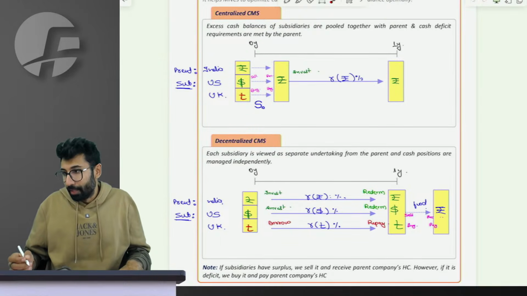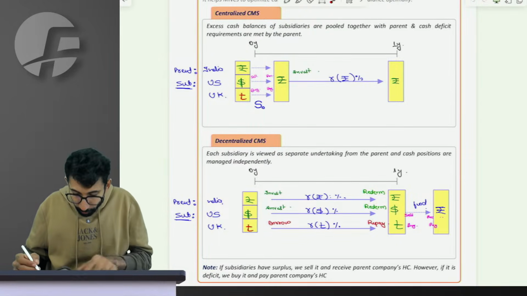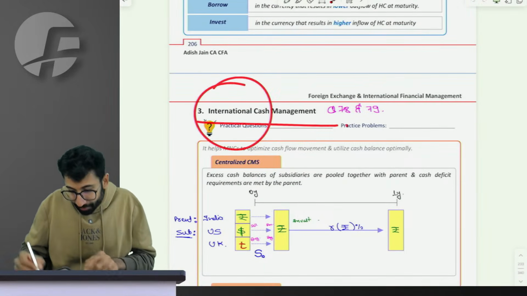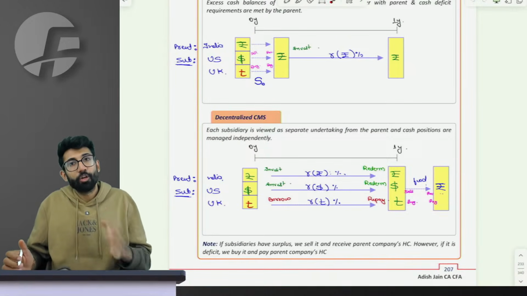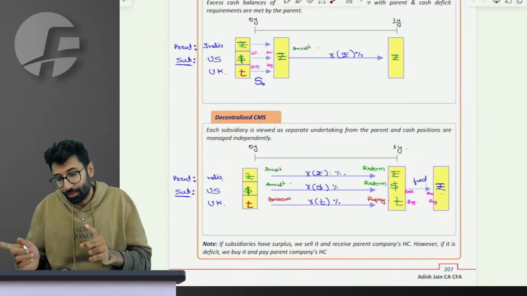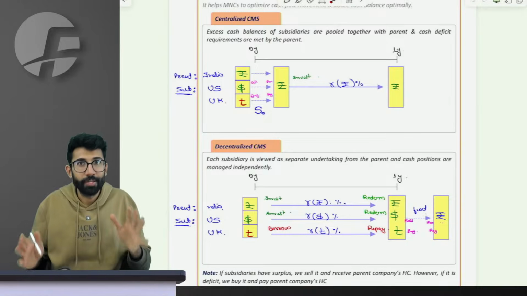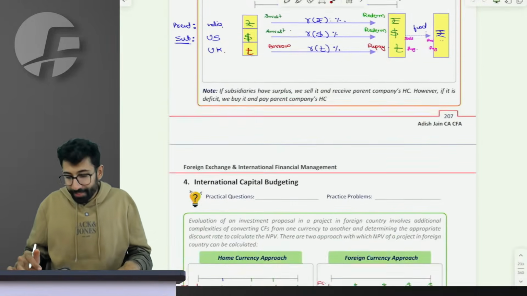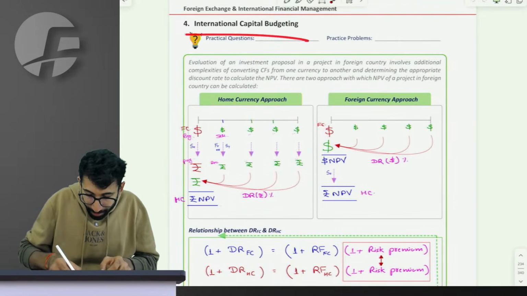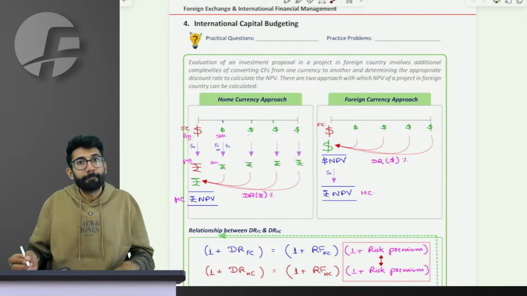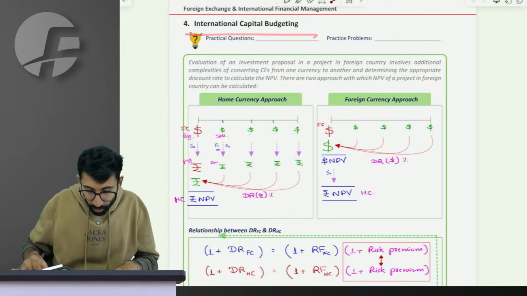People, am I able to convey to you how exactly the international cash management concept is linked to the question and what this concept tries to say? The next, people in the class, is international capital budgeting. What happens in this concept is again easy.